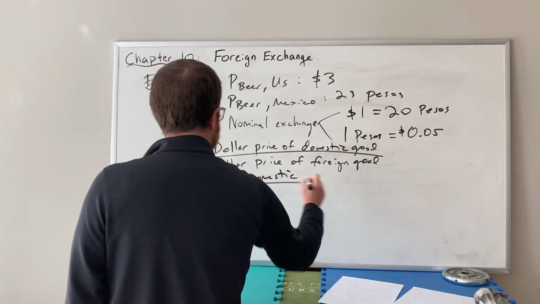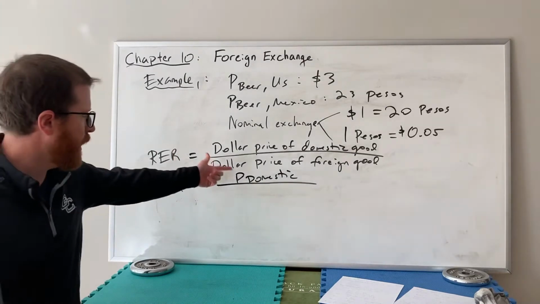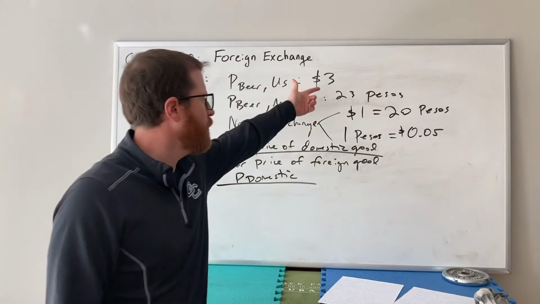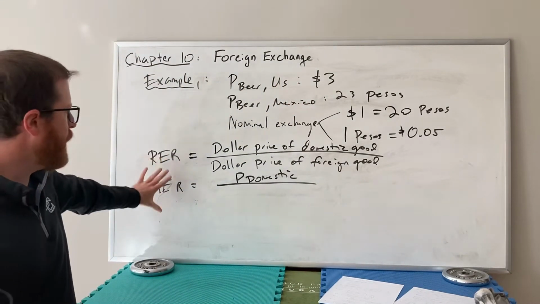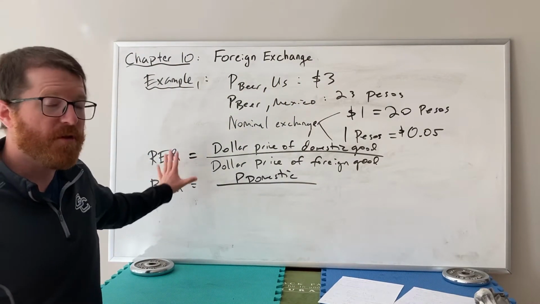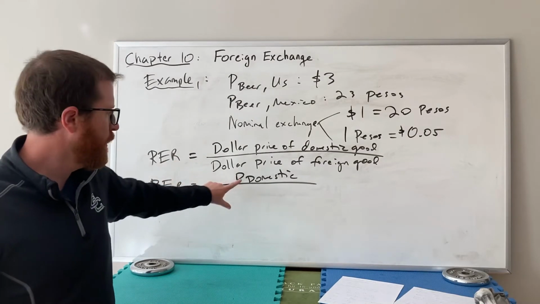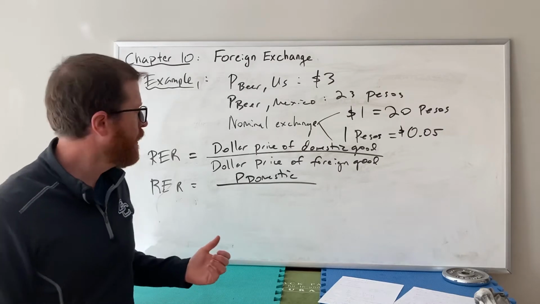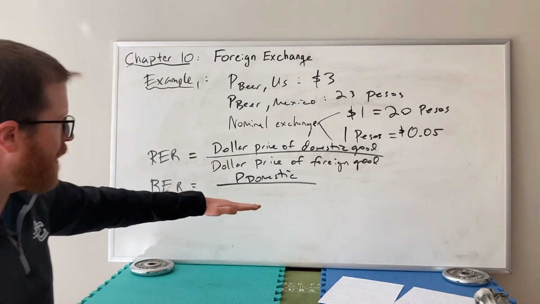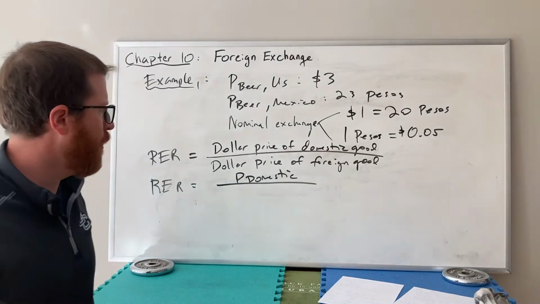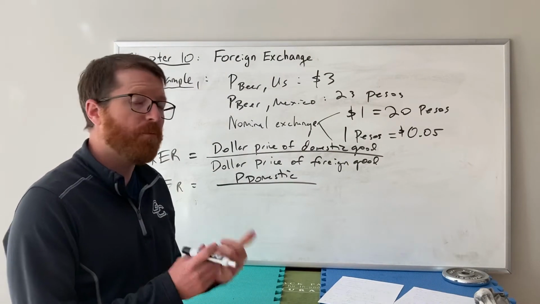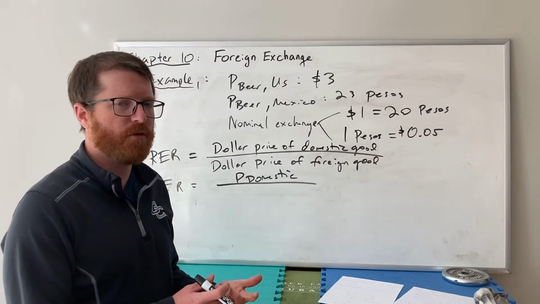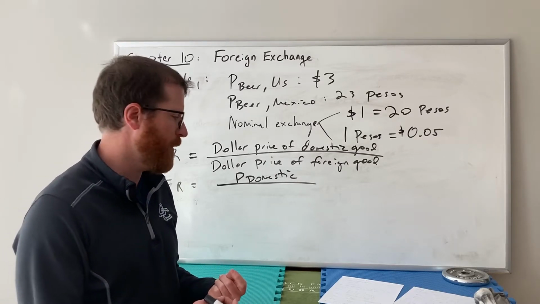The numerator, we don't need to do much work for, so I'm just using some shorthand here, but the dollar price is known. All right, it's clearly given to us. It's $3. So if we're thinking about the real exchange rate from the United States perspective, the price domestically is just given to you in the data, right? On the denominator side, the dollar price of the foreign good, we need to think about both the price in the foreign country and also the nominal exchange rate, the currency exchange rate that we have there.